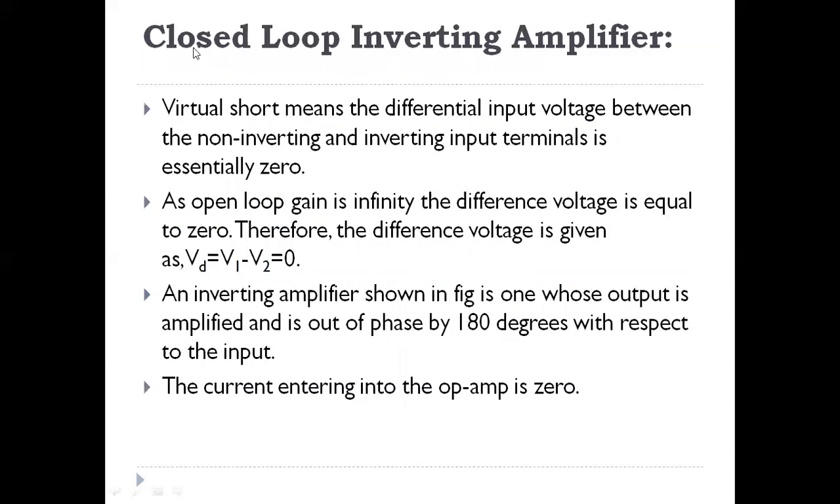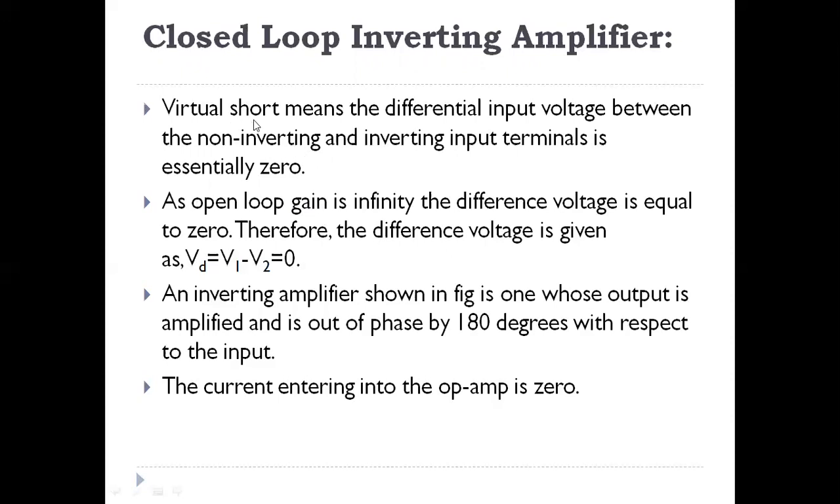Then, the closed loop inverting amplifier. We already know inverting amplifier means we apply the input to the inverting terminal and the non-inverting terminal is grounded. What is meant by closed loop? Closed loop means we are applying some feedback from output to the input. If there is feedback from output to the input, that configuration is known as closed loop configuration. So if we apply feedback to the inverting amplifier, what is the output voltage? That we should calculate in this case.